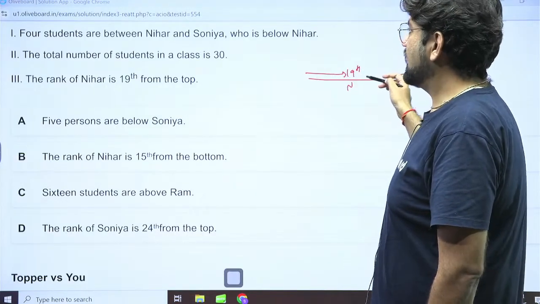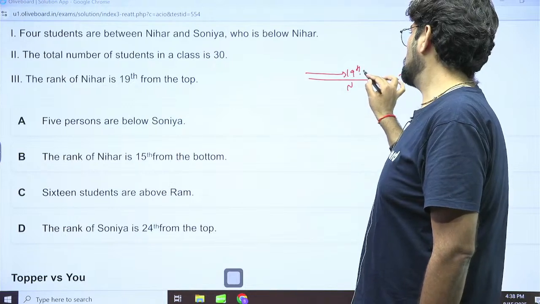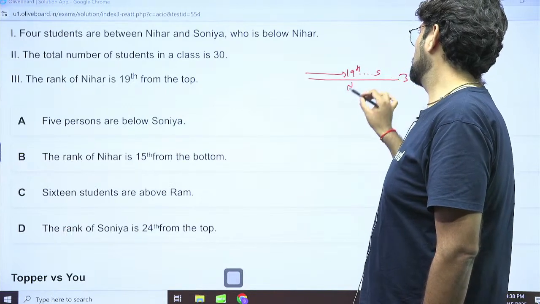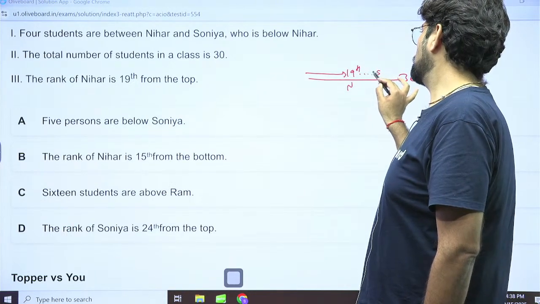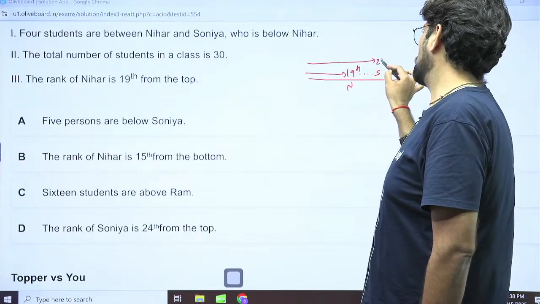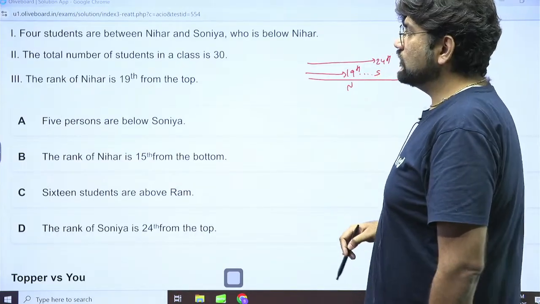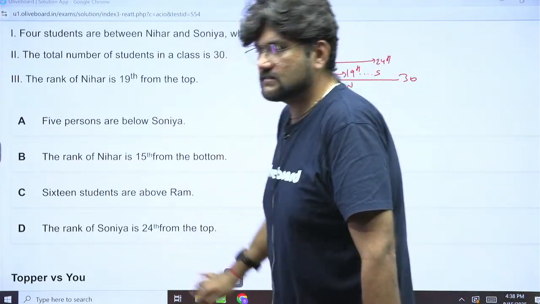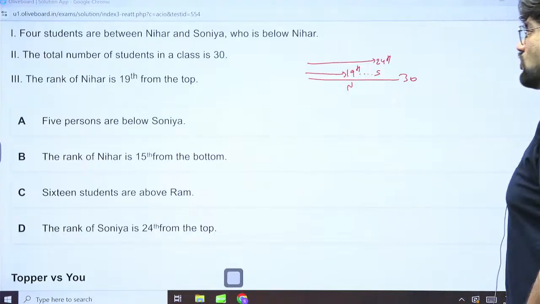4 students between Nihar and Sonia. Sonia is below Nihar. So 1, 2, 3, 4. This is Sonia. So 19, 20, 21, 22, 23, 24. Sonia's rank is 24th from the top. Easy. Now you need to check which of these is the correct conclusion which you can draw from this information.